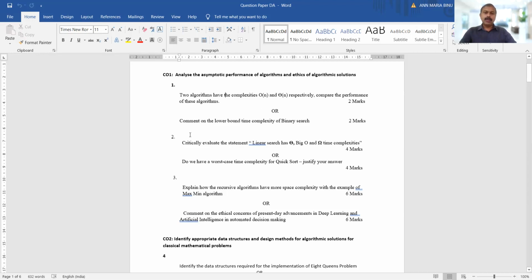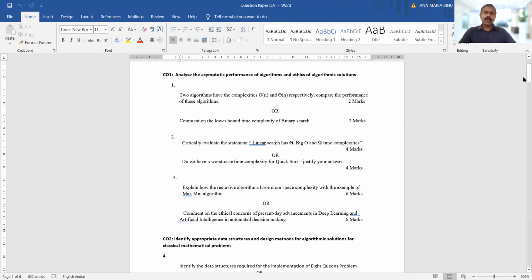So if you see this second question also, I'll just show you. Critically evaluate the statement: linear search has got theta, big O, and omega time complexities. Previously this question would have been like this: what is the time complexity of linear search? But if they want to answer this question, they must know the art of analyzing the time complexity of linear search. Then only will they be able to answer this question.